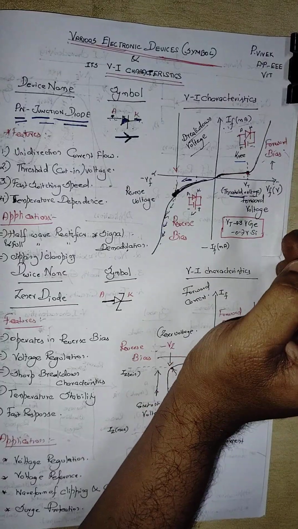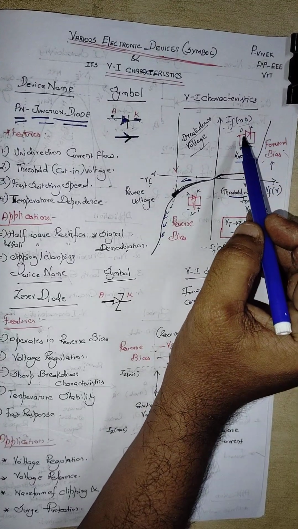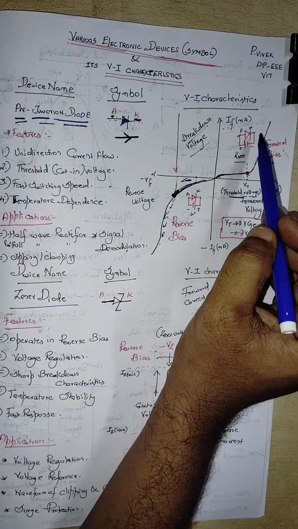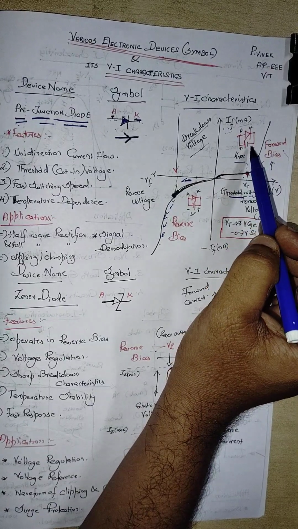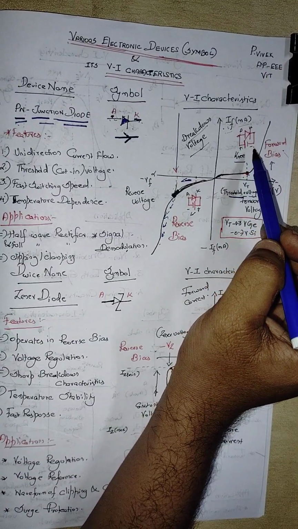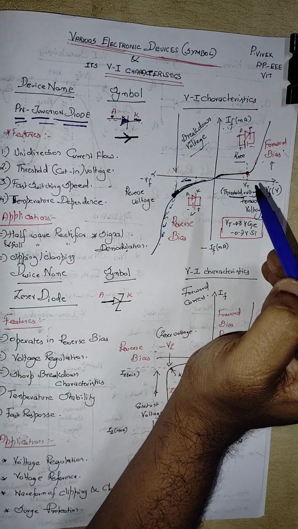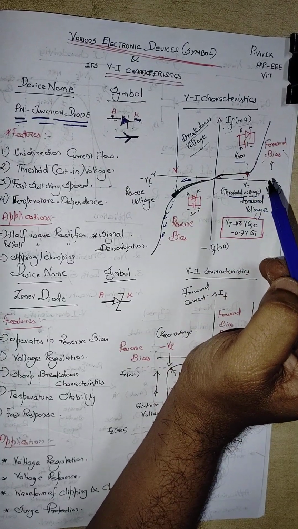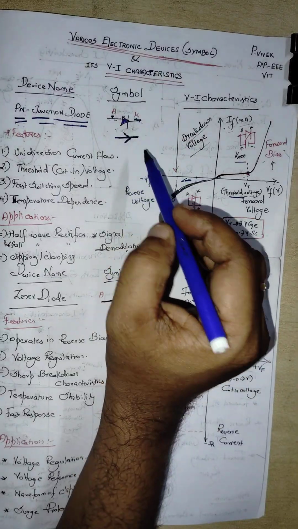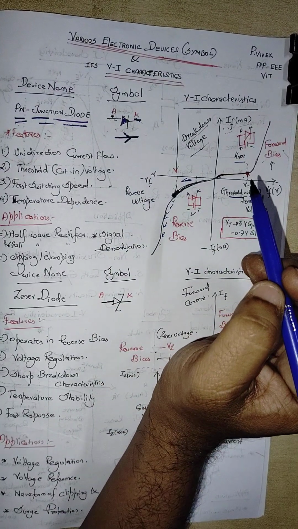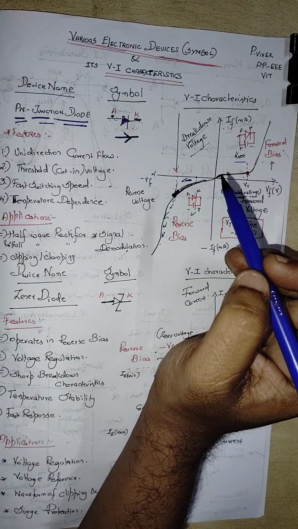Forward bias condition means the diode's anode is connected to the positive terminal of the battery and the cathode is connected to the negative terminal of the battery. In the P region, the holes are the majority carriers, and in the N region, the electrons are the majority carriers. So at the PN junction, there will be a barrier potential.